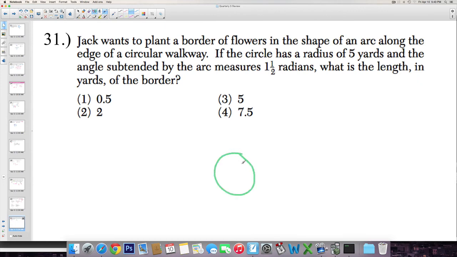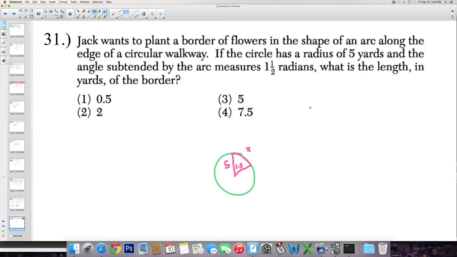We have a circular walkway, and Jack wants to plant flowers in the shape of an arc. So something maybe like this. If the circle has a radius of 5 yards, and the angle subtended by the arc is 1.5 radians. So this angle is 1.5 radians. What is the length in yards of the border?